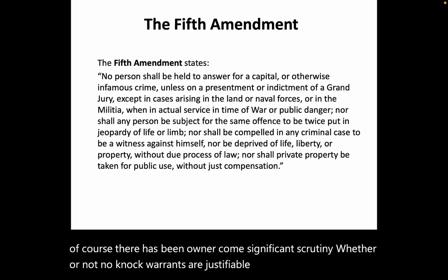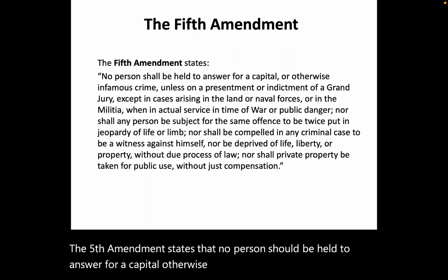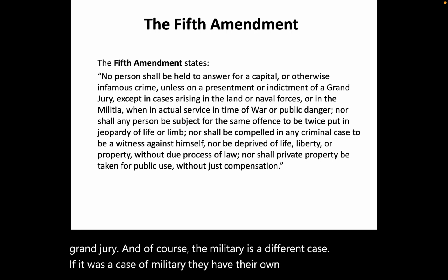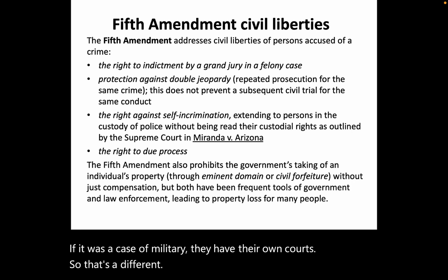The Fifth Amendment states that no person shall be held to answer for a capital crime unless on a presentment or indictment of a grand jury. And of course, the military is a different case. If it is a case in the military, they have their own courts, so that's a different type of case.